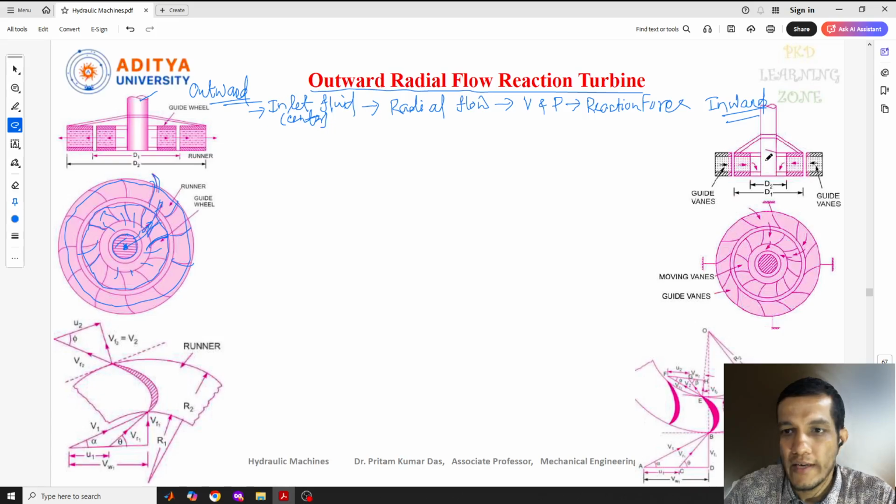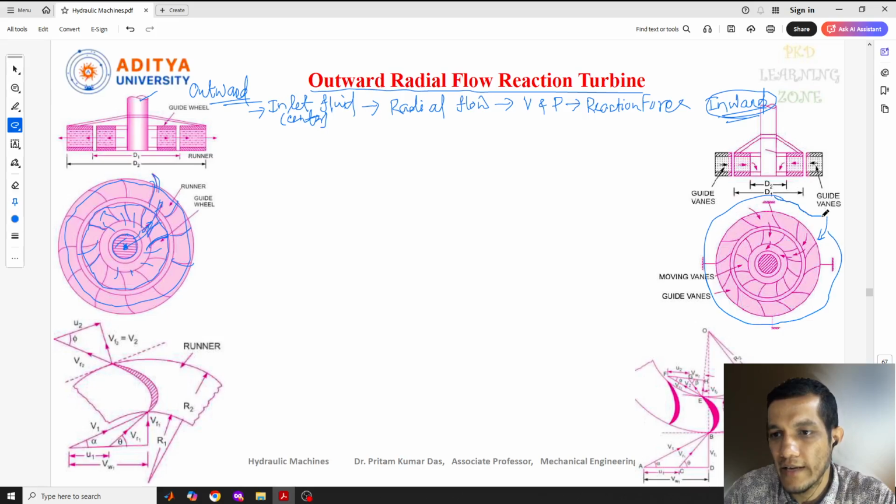Now I'll show you the inward radial flow reaction turbine, and the outward radial flow, and how they differ. In the inward radial flow turbine, we have seen that the water used to come from outside. At the outer periphery we have a casing part, and through this casing the water comes in. These are guide vanes. So the guide vanes are at the outer part, and the water will move from outside to inside.